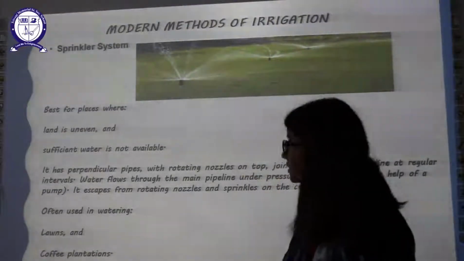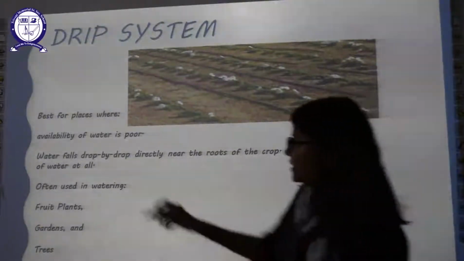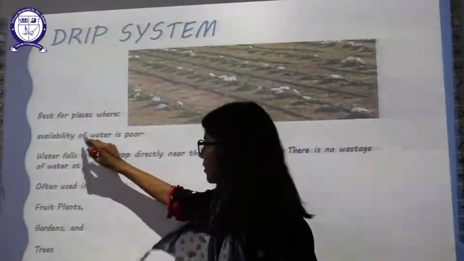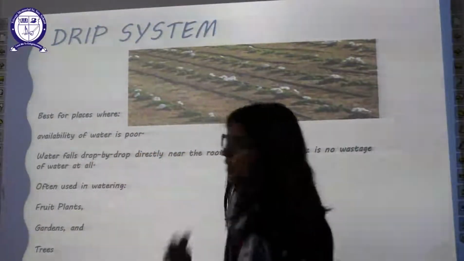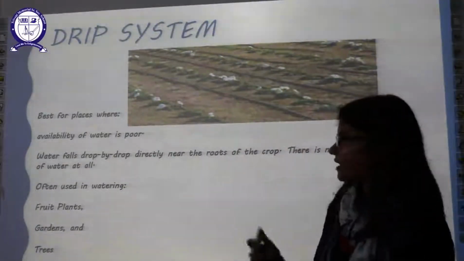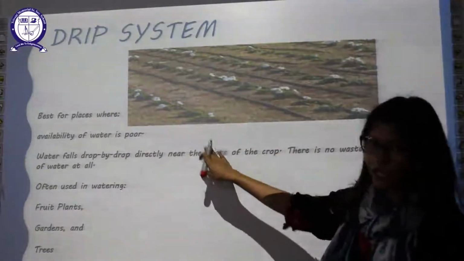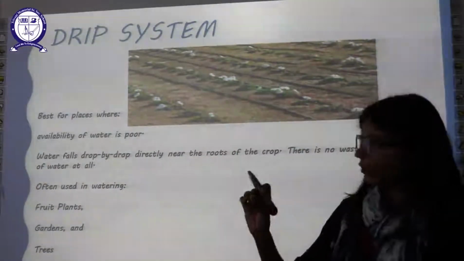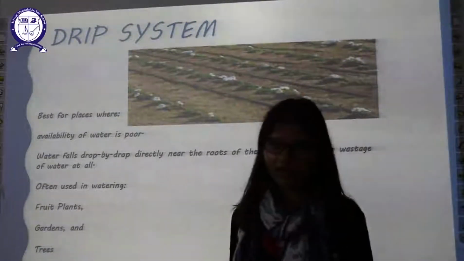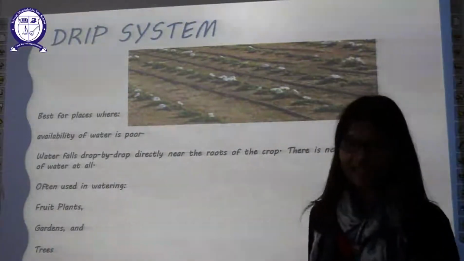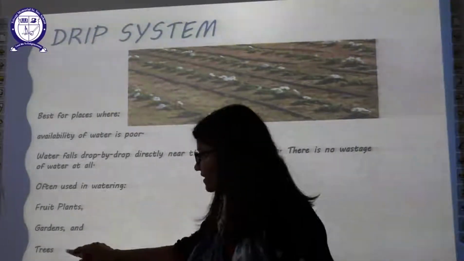Next is the drip system. Drip means boom. It is best for the area where water availability is poor, like Rajasthan. Water flows drop by drop directly near the root. It gives the water in drop method, drop by drop near the root of the crop. There is no wastage of water because water is going directly to the root. It is used for fruit plants, gardens, and trees.